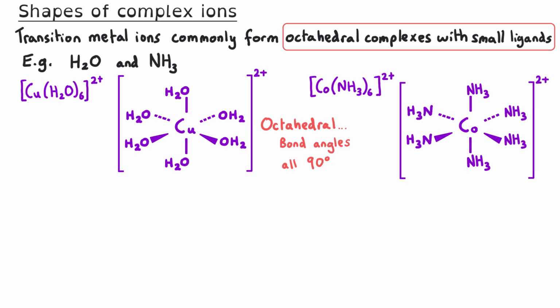Again, we've got a 2+ charge overall, so again we need the square brackets with the 2+ on the outside and a clear indication of the octahedral shape, and all the bond angles need to be 90 degrees.